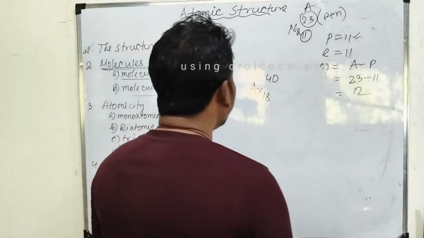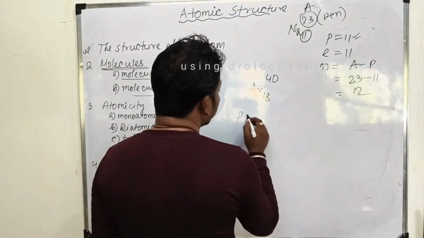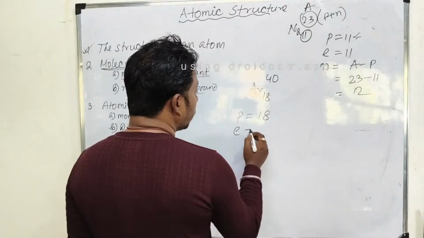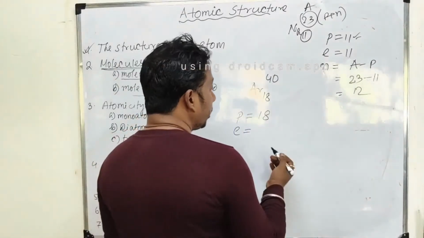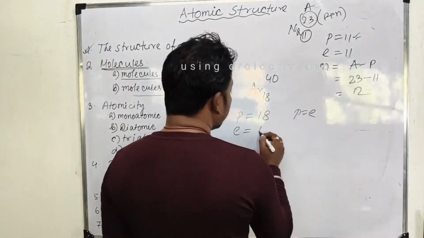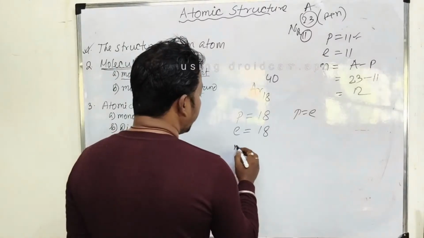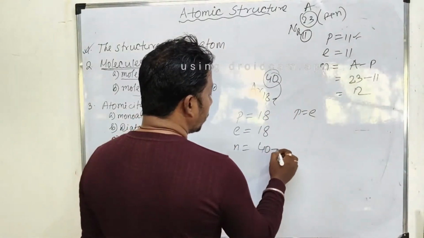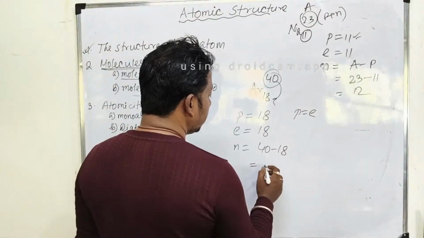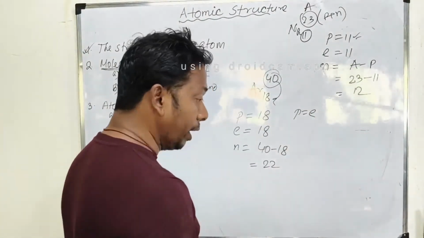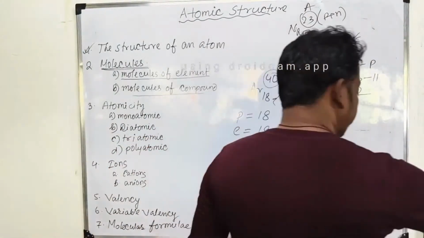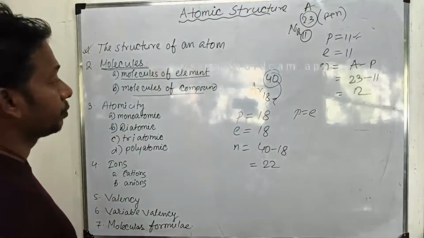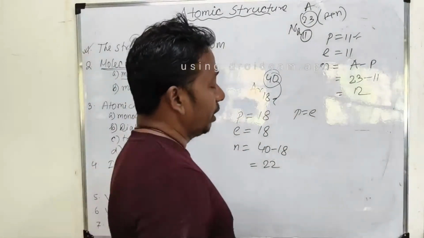So, what will be the answer? Here, the number of protons equals 18. Number of electrons equals, again, proton equals electron, that is 18. And number of neutrons equals 40 minus 18, that is 22. Okay, got it? Clear?